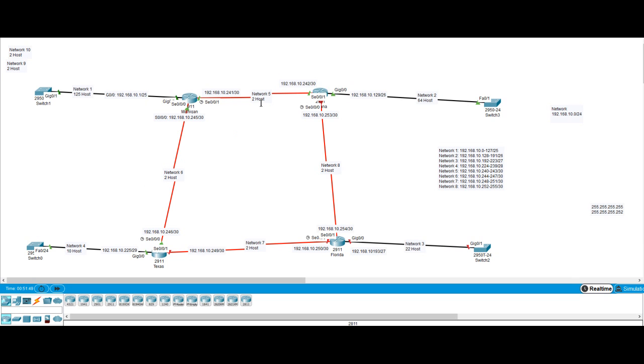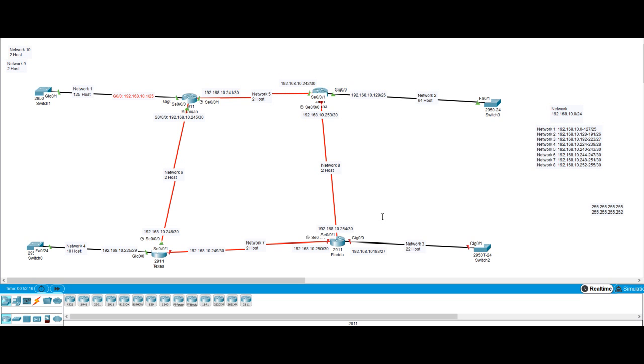Then networks 5, 6, 7, and 8, 2 hosts each. And so then I broke them up. And one of the things I like to do in Packet Tracer is I like to put my IP addresses where they are supposed to be. And so it makes it a lot easier, as you will see, when you get to that point.